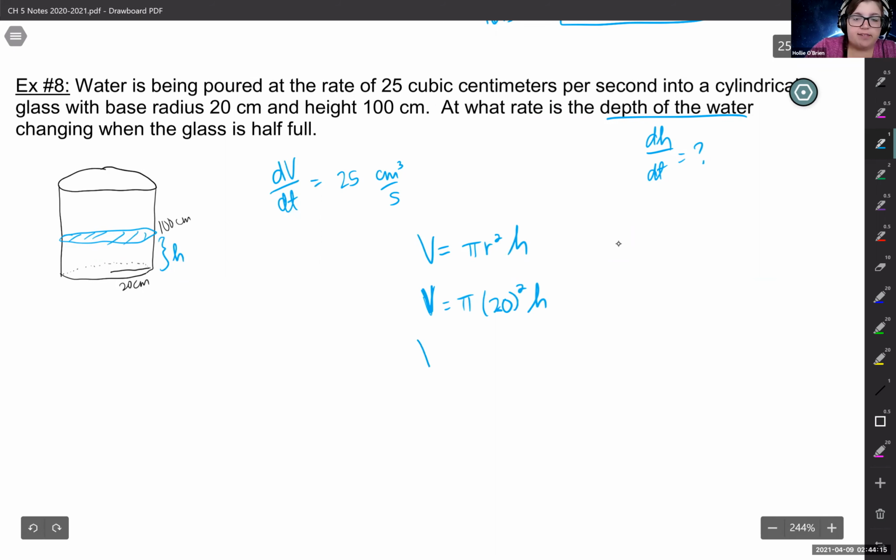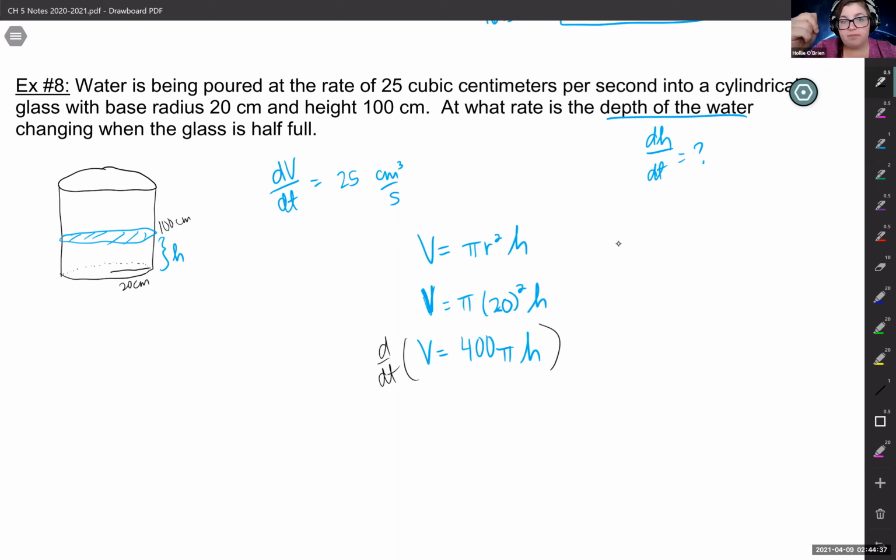All right, let's simplify this out a little bit. 20 times 20 is 400. So we have 400 pi times h. All right, take the derivative of both sides with respect to time, because we know how fast the volume is changing with time. Let's figure out how the height of the water is changing with time.